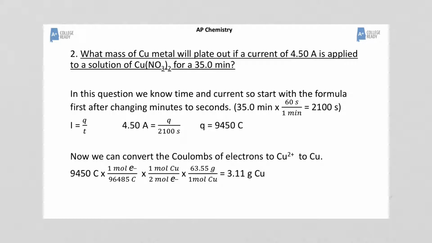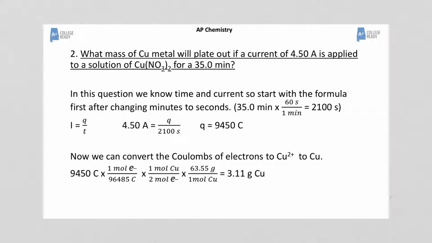Number 2, the other version of this, is really the same question going in reverse. What mass of copper metal will plate out if a current of 4.5 amps is applied to a solution of copper II nitrate for 35 minutes? In this question, we know time and current, so that is a way for us to know our coulombs, our quantity of charge, and from that we can work towards, with Faraday's constant, electrons, and then change moles to grams.